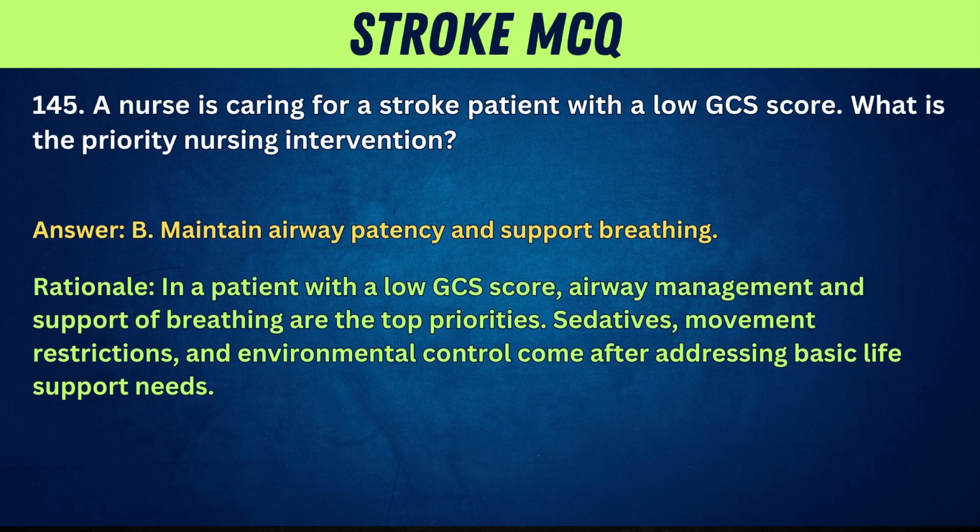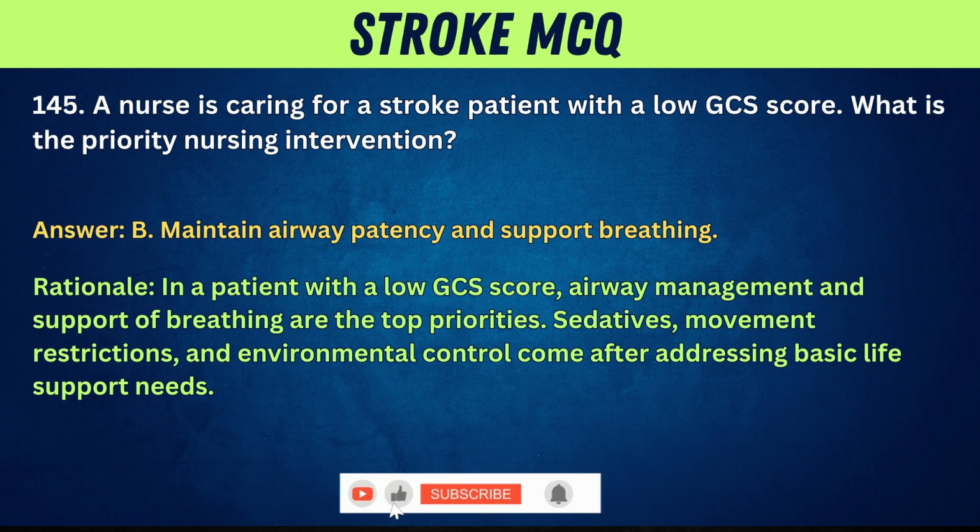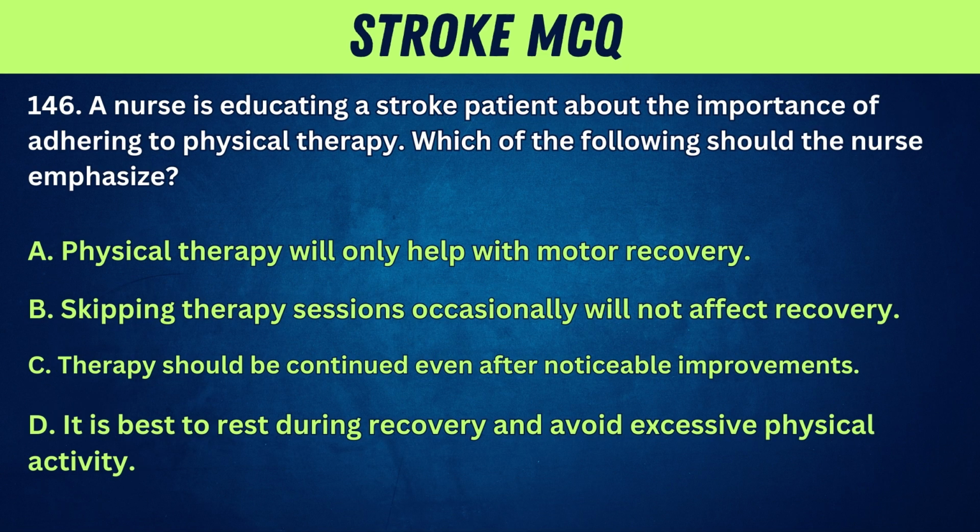Answer: B. Maintain airway patency and support breathing. Rationale: in a patient with a low GCS score, airway management and supportive breathing are the top priorities. Sedatives, movement restrictions, and environmental control come after addressing basic life support needs.